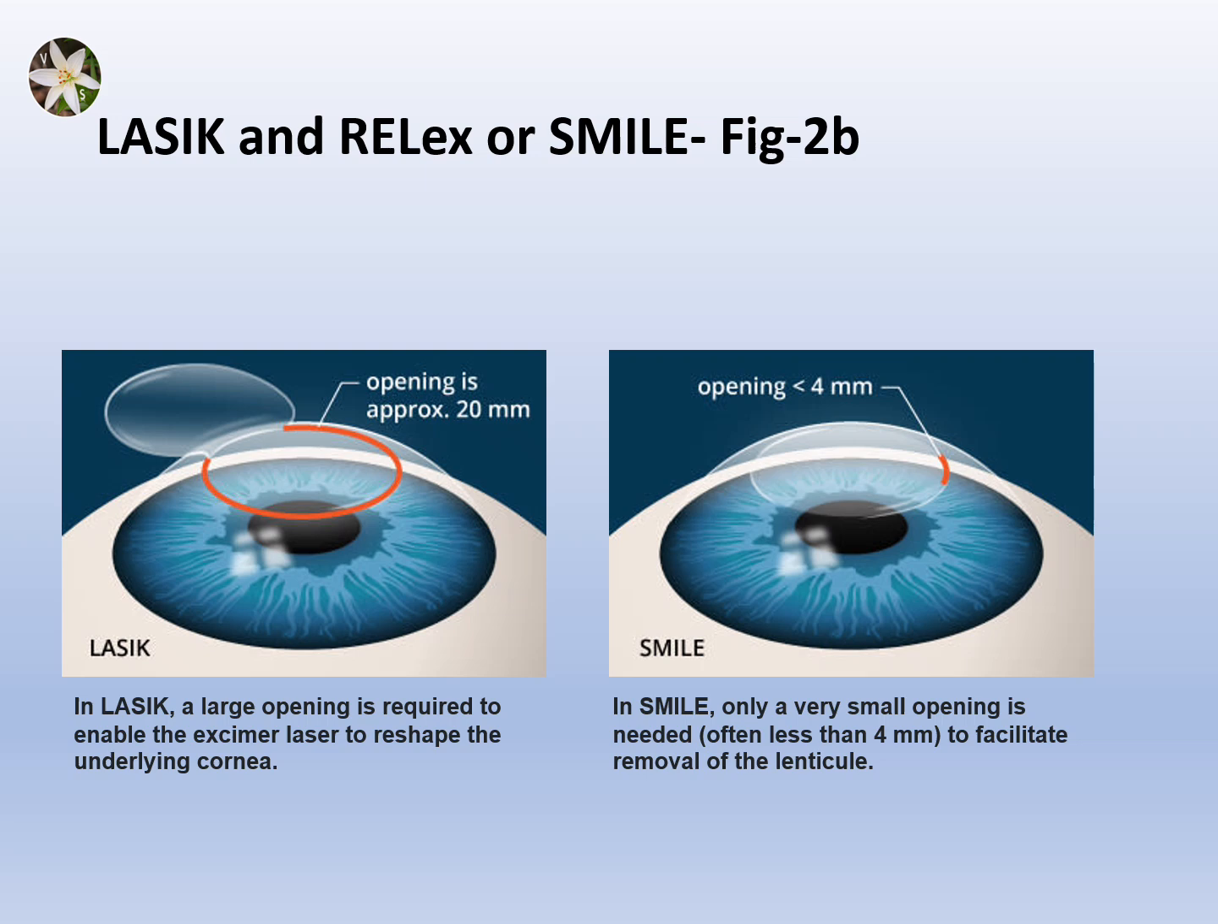Now this is a representation of the same as shown in figure 2a. You see the large circular flap which is hinged back on itself for LASIK procedure, and you see this small incision opening in the corneal flap through which, using laser, a lenticule of the corneal stroma is fashioned and extracted.